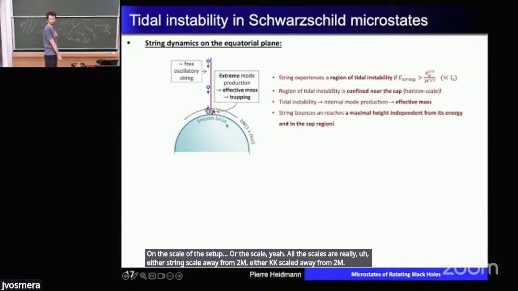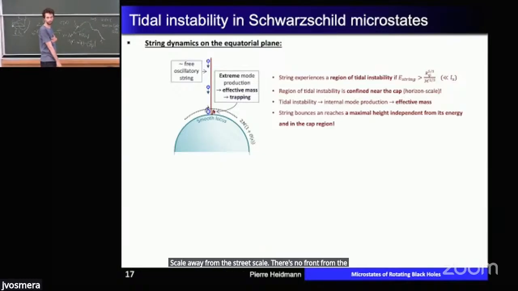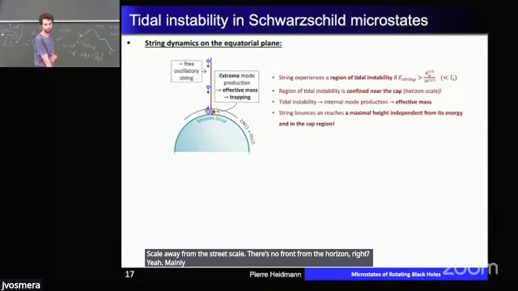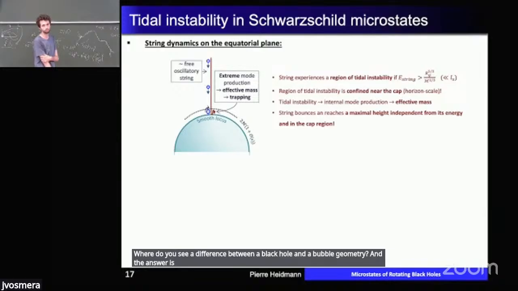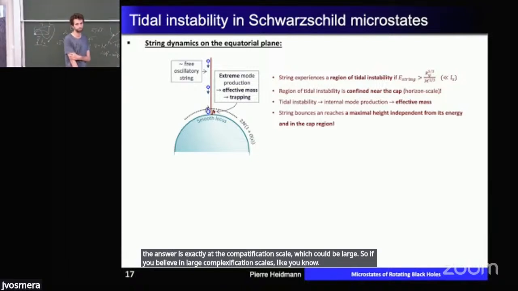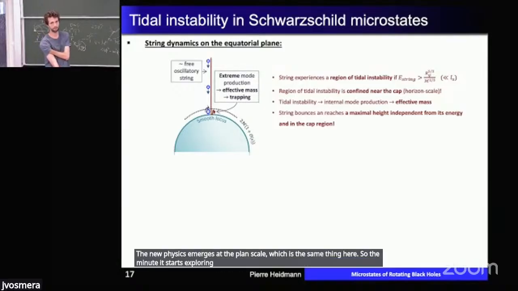You say it's the Kaluza-Klein scale away from the string scale, from the horizon, right? Yeah, it's mainly the Klein scale away, because the whole point about the microstate geometry is where do you see a difference between a black hole and a bubble geometry? And the answer is exactly at the compactification scale, which could be large. If you believe in large compactification scales, like some of the phenomenologists, then the new physics emerges at the Klein scale. So the minute it starts exploring non-trivial geometry, it blows up.